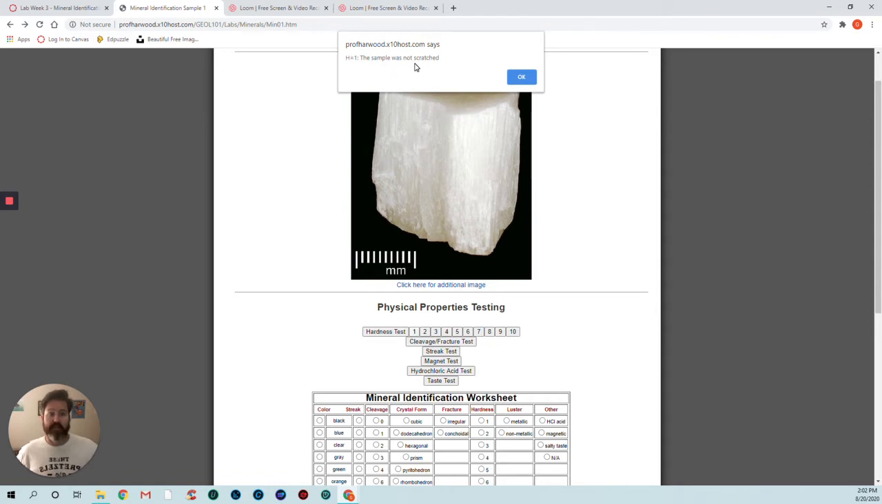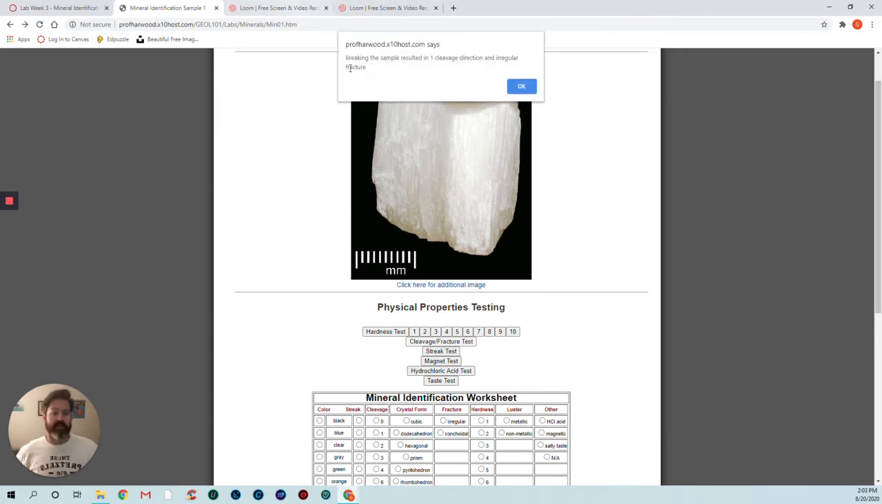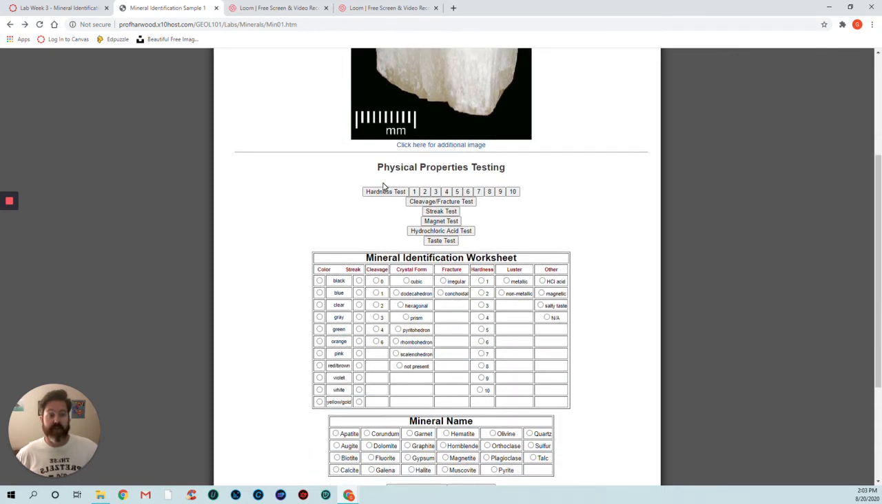This sample was not scratched, so we know this is harder than 1. With 2, the sample was not scratched, so we know this is slightly harder than 2. Sample was scratched with the hardness of 3, so we know that this is between 2 and 3. Very soft. Probably you could scratch it with your fingernail. We look at the cleavage test next. Breaking the sample resulted in 1 cleavage direction and an irregular fracture.